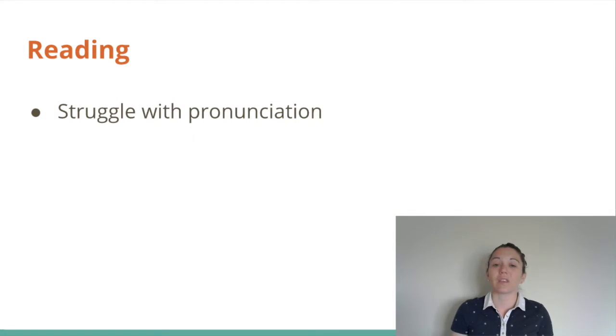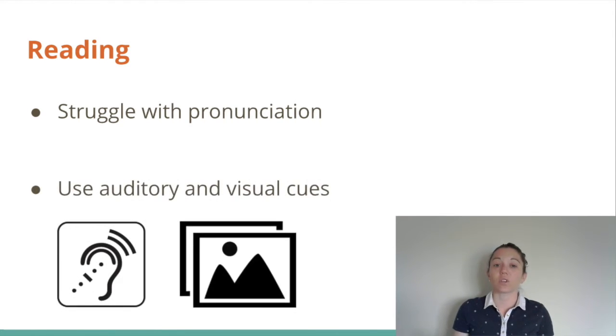Students may struggle with their working memory when reading, since they might forget how to pronounce a word. In order to support students learning to read, use both auditory and visual cues, so they can associate the way the word looks with the sound. If possible, it is also beneficial to have a device where the students can type in the word and then hear the pronunciation.